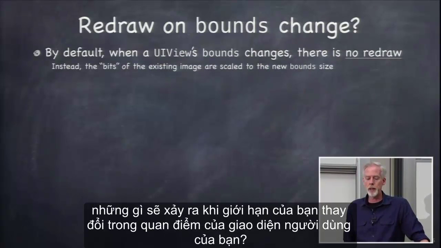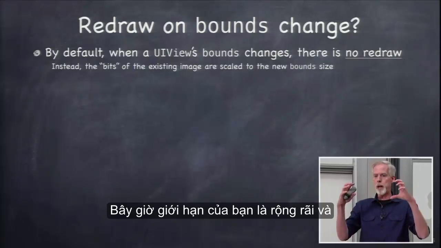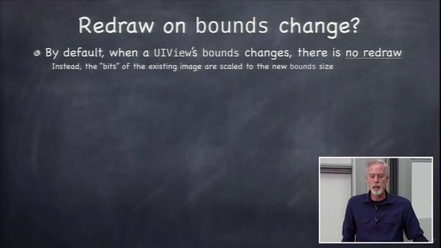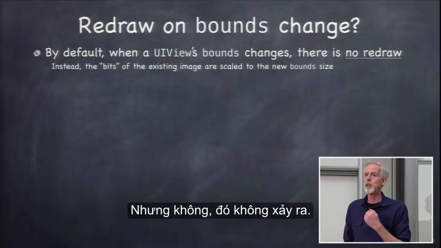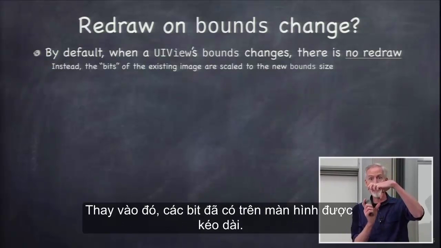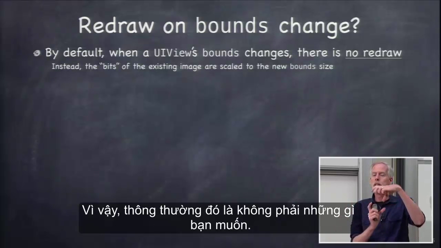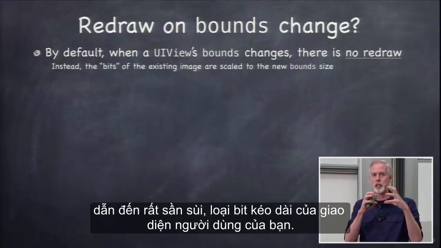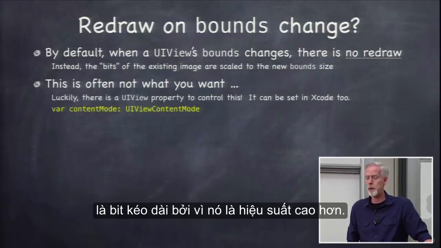The last thing I want to talk about is what happens when your bounds change in your UI view. Like the user rotates the phone, and now your bounds are wide and not very tall instead of tall and not so wide. You might think, oh, my DrawRect's going to get called, and I'm going to redraw. But no, that does not happen. Instead, the bits that were on screen get stretched. Okay? So usually that's not what you want, because that's going to result in a very grainy kind of bit stretching of your UI. But that is the default, because it's high performance.